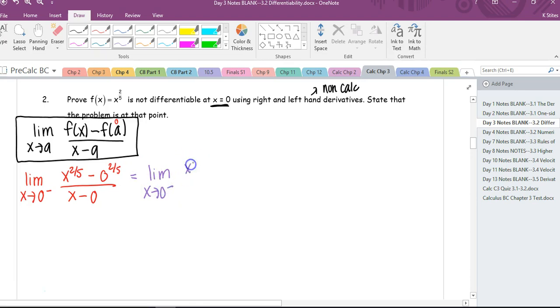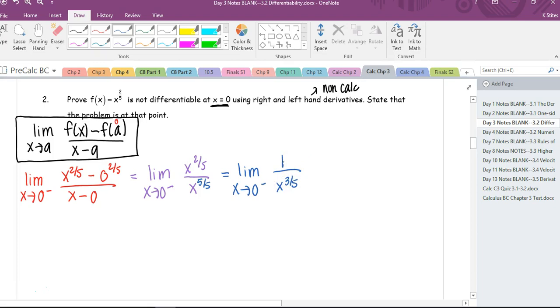All right, well, that's nice because it's just x to the 2/5 over x. So now we're just going to go ahead and use our laws of exponents. And this is like a 5/5 down here. 5/5 minus 2/5 is 3/5 on the bottom.